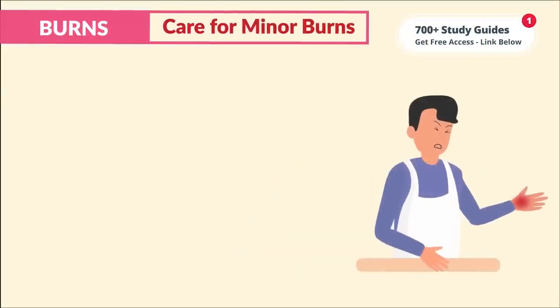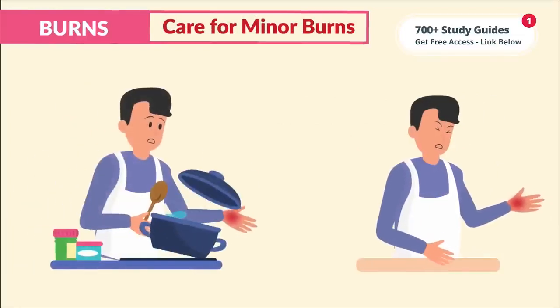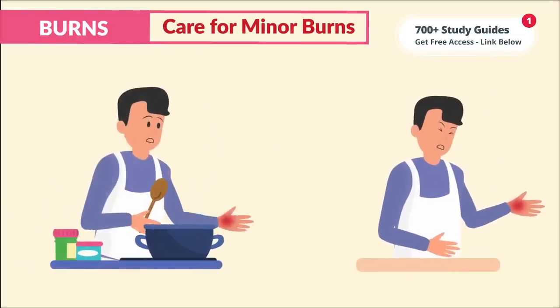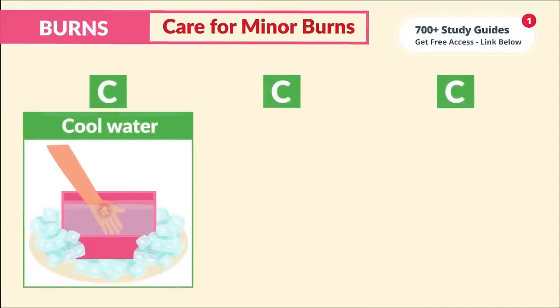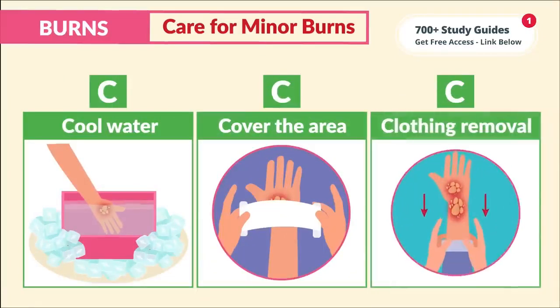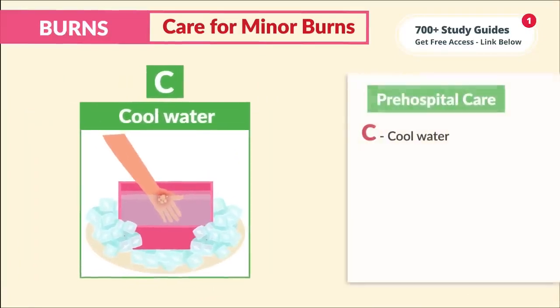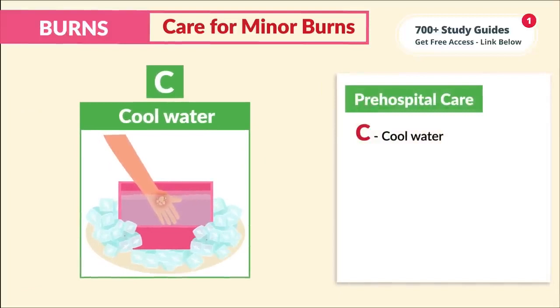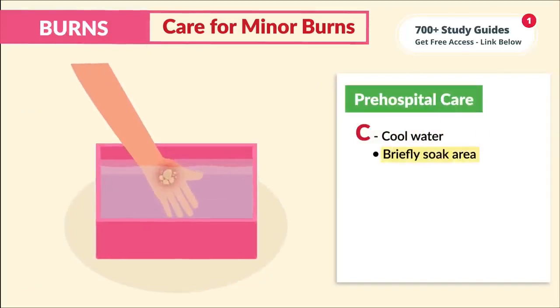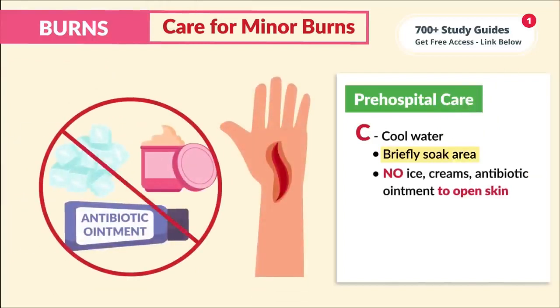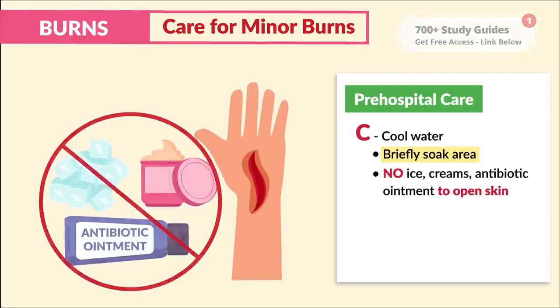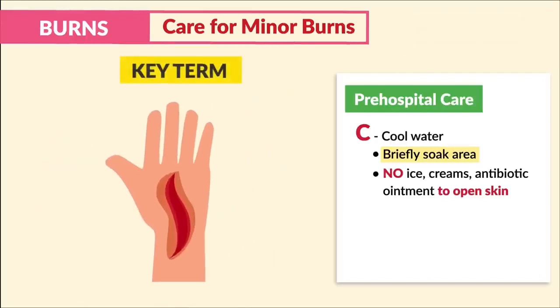Say a client is cooking and then burns themselves, or say they spill a boiling pot of water on an extremity. So we always teach the 3 C's for pre-hospital care: cool water, cover the area, and clothing removal. So for pre-hospital care, C for cool water, key terms, is briefly soak the area. And no ice, no creams, and definitely no antibiotic ointment to open skin. The key term there is open skin.